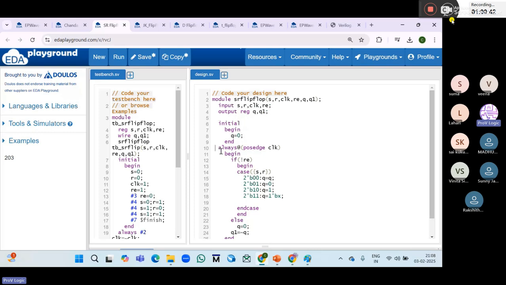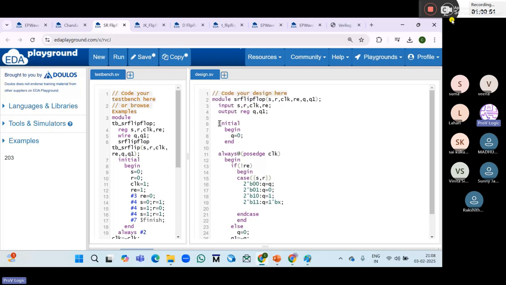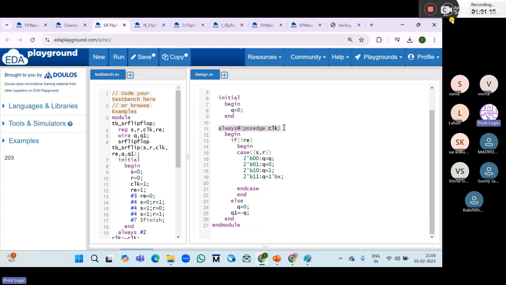Why? Because we are using the always block here. And initial begin, Q equal to 0 initially. Actually, we need not mention the initial block in the design, because initial is not synthesizable. It is only used in the test bench. But here we are just initializing Q equal to 0. You can write that on the left hand side also, but why we are using it here, I will explain. So this is optional. And then always at the rate of posedge clock.